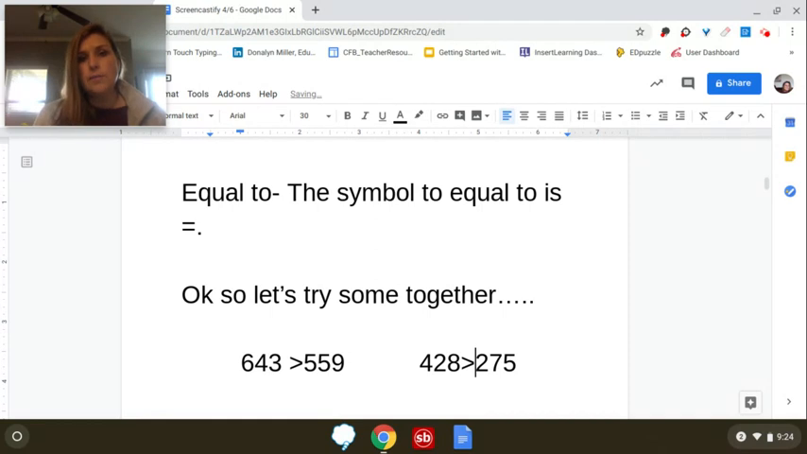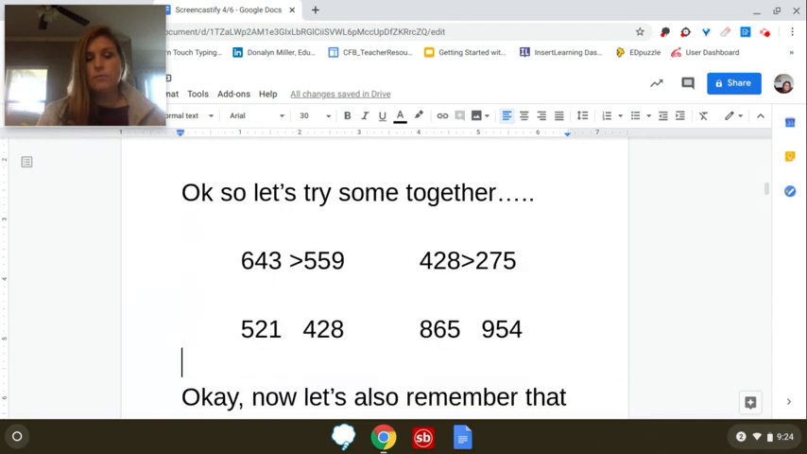Remember, we've talked about the symbol, and it always opens towards the larger number. So if you're curious about which one, remember, you always want it to be open towards the larger number. But I'd like for you to know them, all of them.